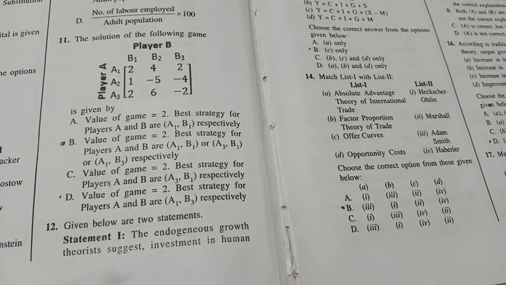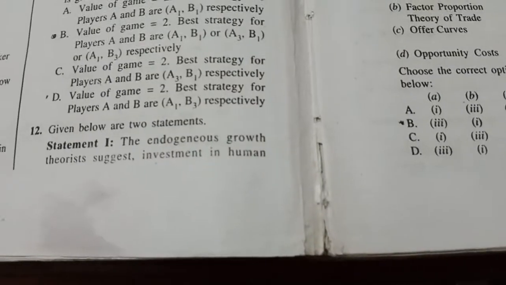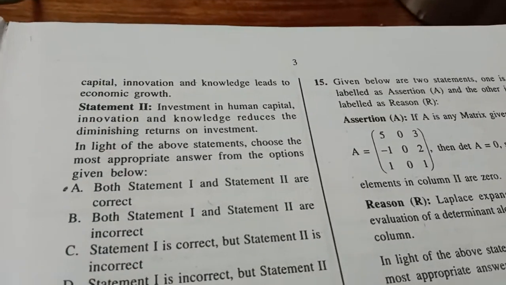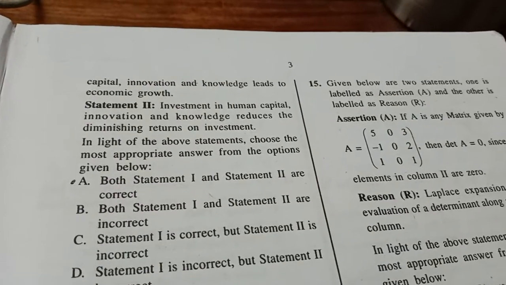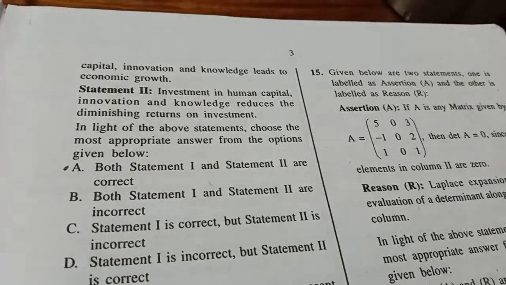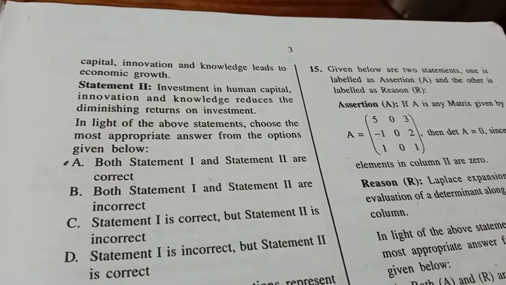Given below are two statements. Statement 1. The endogenous growth theorists suggest investment in human capital, innovation, and knowledge leads to economic growth. Statement 2. Investment in human capital, innovation, and knowledge reduces the diminishing returns on investment. In light of the statements, choose the most appropriate answer from the options given below. Both statement 1 and statement 2 are correct.